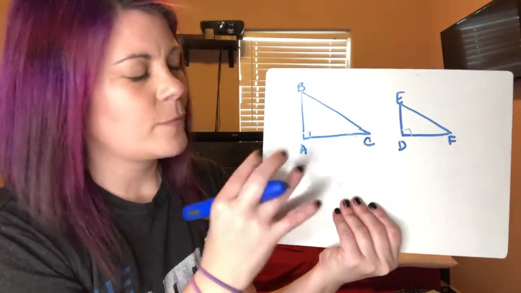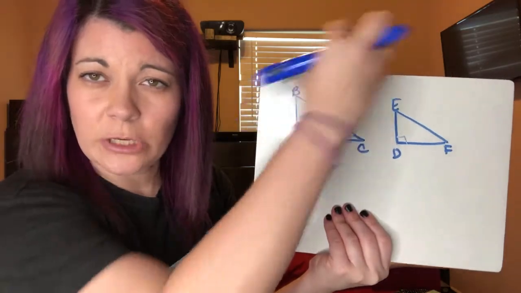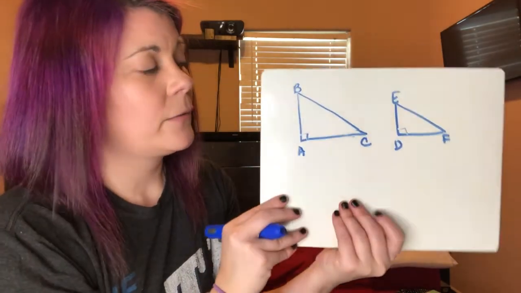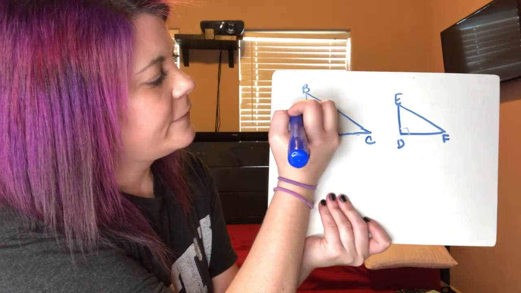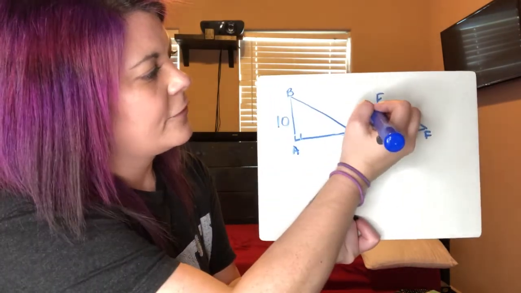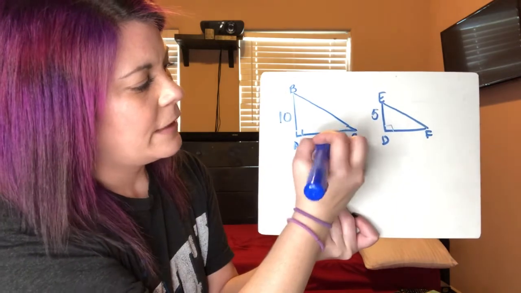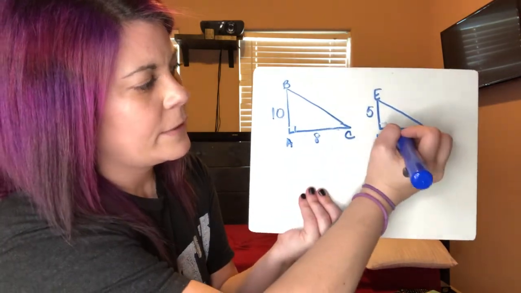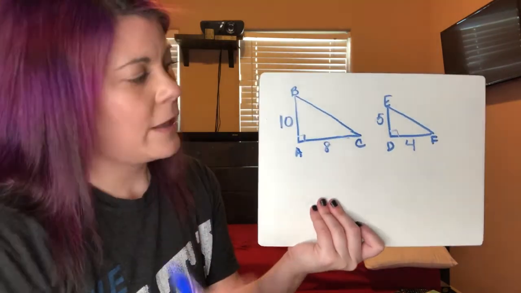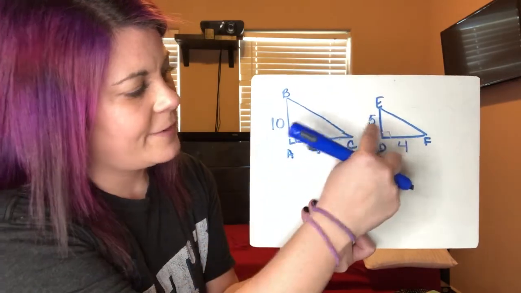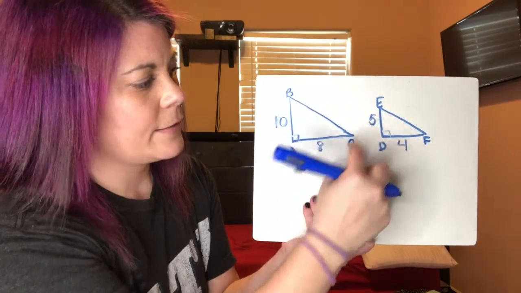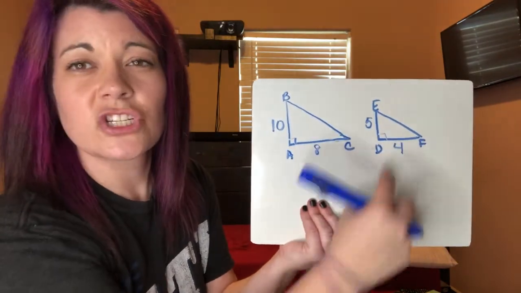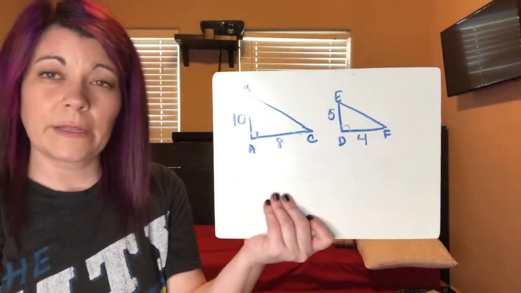So corresponding sides means they're in the same position on the other triangle. And to be similar, their sides have to be proportional. So if this is 10 and this was 5, and I said this was 8, this would need to be 4. The reason why is because the relationship between 10 and 5 is 10 divided by 2 is 5. And those are corresponding sides. So these two have to have the same relationship too, since they are the corresponding sides.